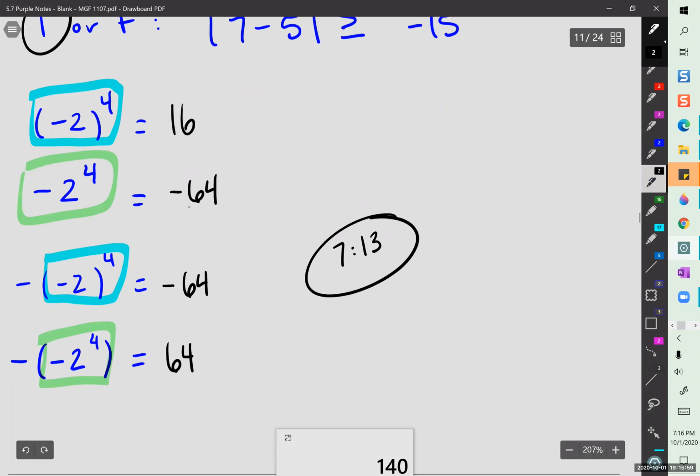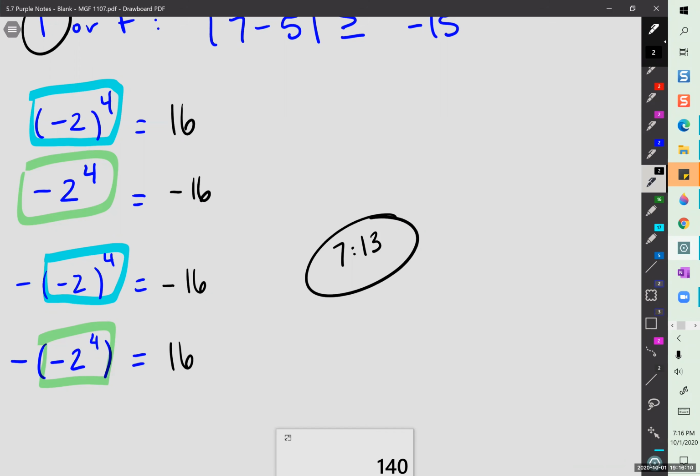Positive 16, negative 16, negative 16, and positive 16. So hopefully that clears things up. Y'all were right, it was a 16. And thank you, Kimberly, for pointing that out.